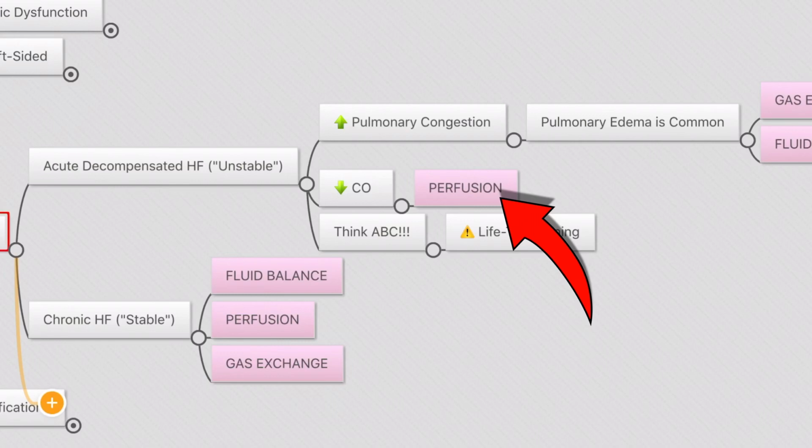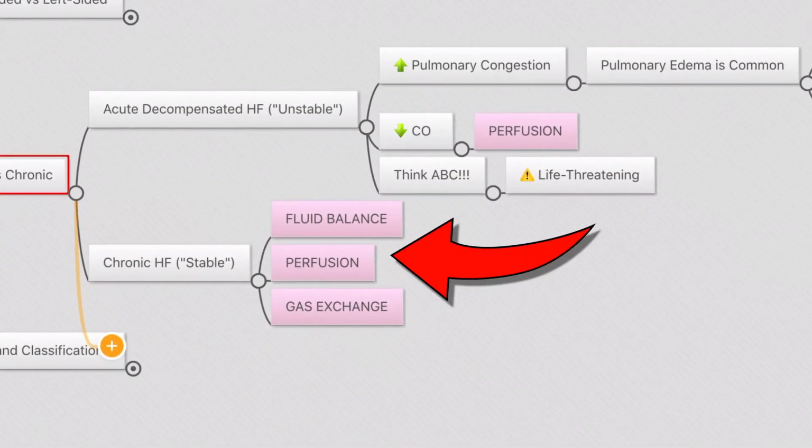So when it comes to acute decompensated heart failure, you want to think about ABC, because it is a life-threatening condition. For chronic heart failure, you think about fluid balance, perfusion issue, and gas exchange.